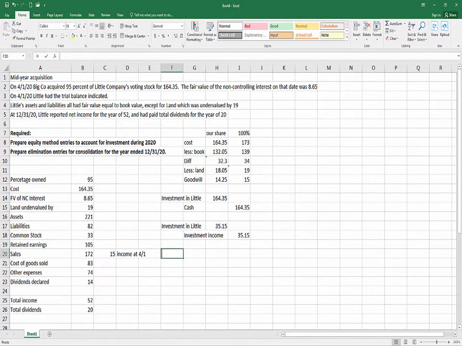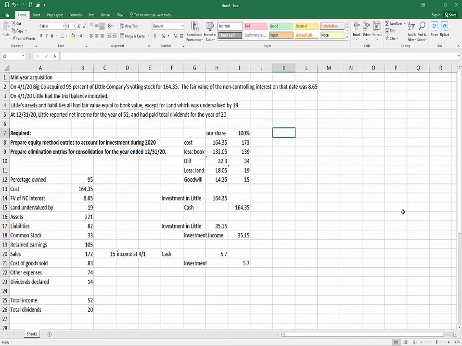Dividends subsequent to acquisition. Okay, total dividends were 20 for the year. Dividends prior to our acquisition were 14, so there were $6 in dividends subsequent to our purchase of the shares, and so we would get 95% of that $6. And that's going to reduce our investment. Okay, so there's our equity method entries.